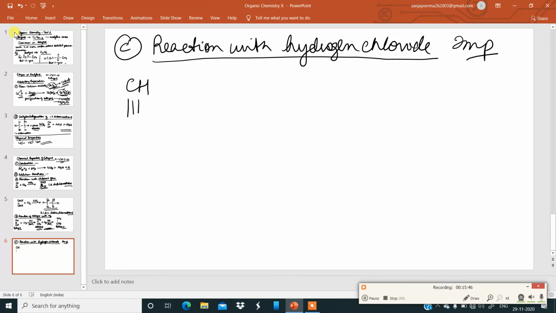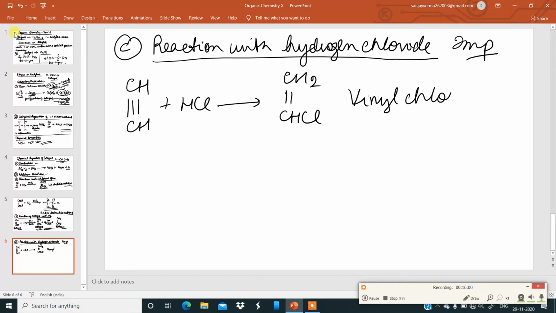So this is ethyne plus hydrochloric acid. Aqueous solution of hydrogen chloride is hydrochloric acid. So it forms CH2 double bond CHCl. This compound is called vinyl chloride. Vinyl chloride, or monomer of polyvinyl chloride. This one unit is called vinyl chloride.